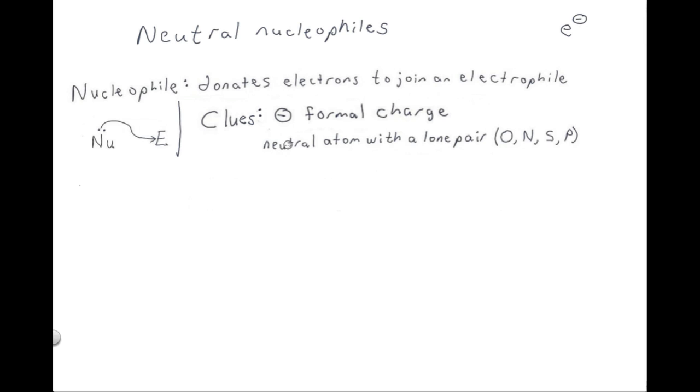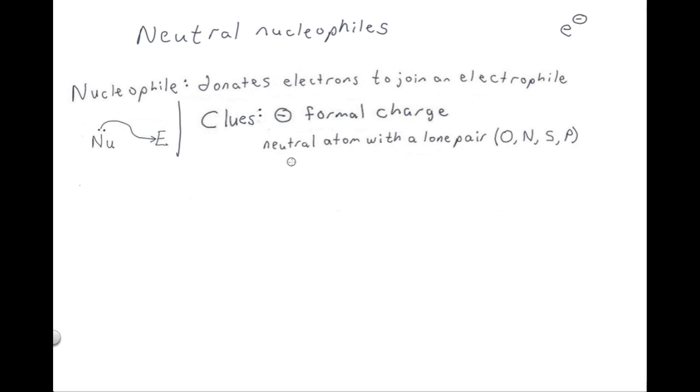Well, a neutral atom can be a nucleophile if it has a lone pair. And that should make sense to you. Electrons in a lone pair are less stable than electrons in a bond. So if there are electrons in a lone pair, they would like to be donated so they can move from the lone pair to a bond. So it should make sense that an atom with a lone pair would like to donate those electrons.